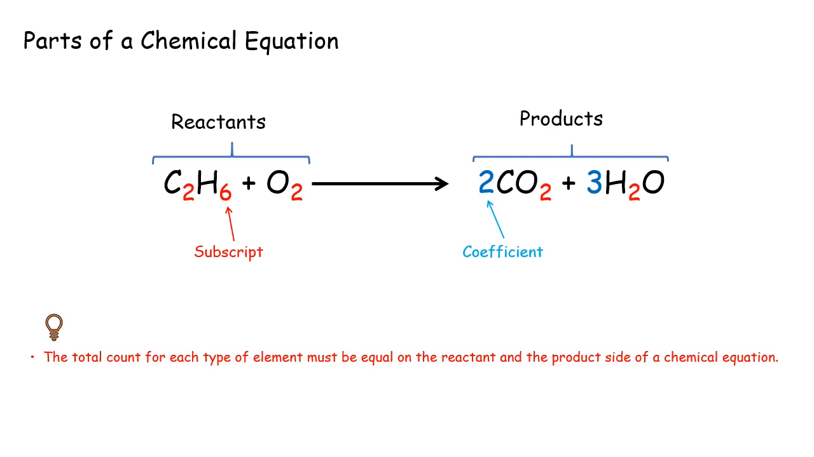Second, we can only balance the equation by adding or changing the coefficients. We cannot change the subscripts in a chemical formula because this will change the composition of a substance. We also cannot add molecules or atoms that are not in the original equation.